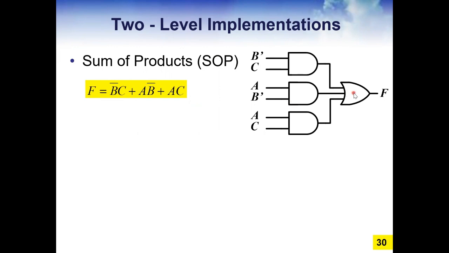So 1 OR gate is sufficient. So we can write there. So for the B complement, we can also have the NOT gate, and then we can show that one. Okay. Sum of product implementation.